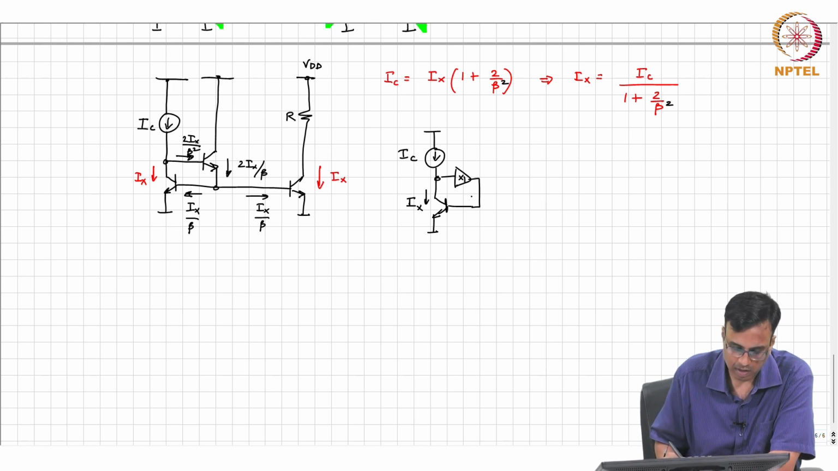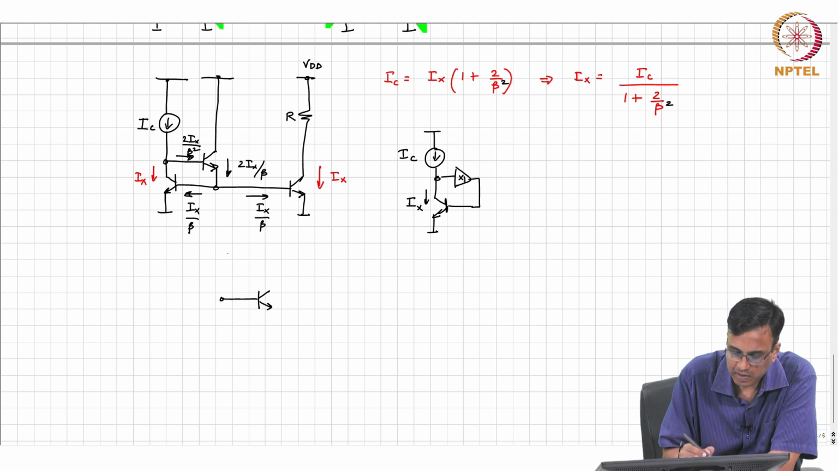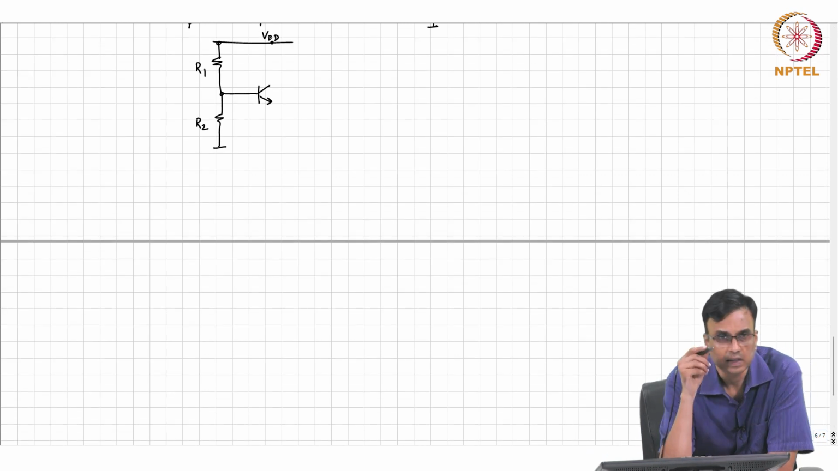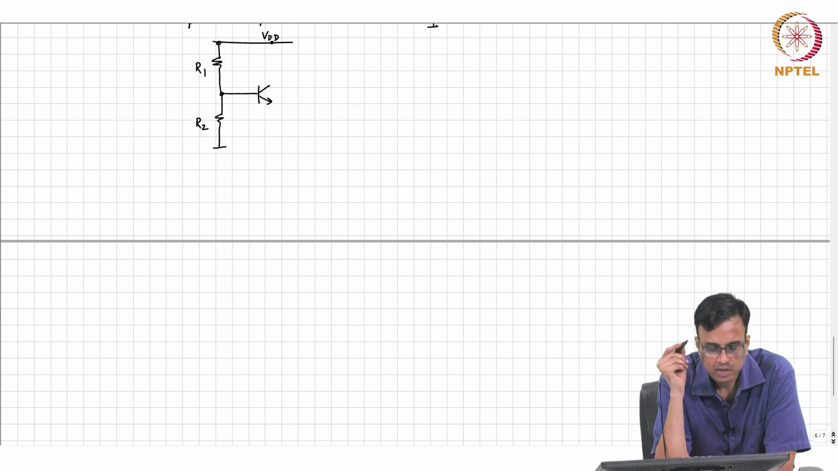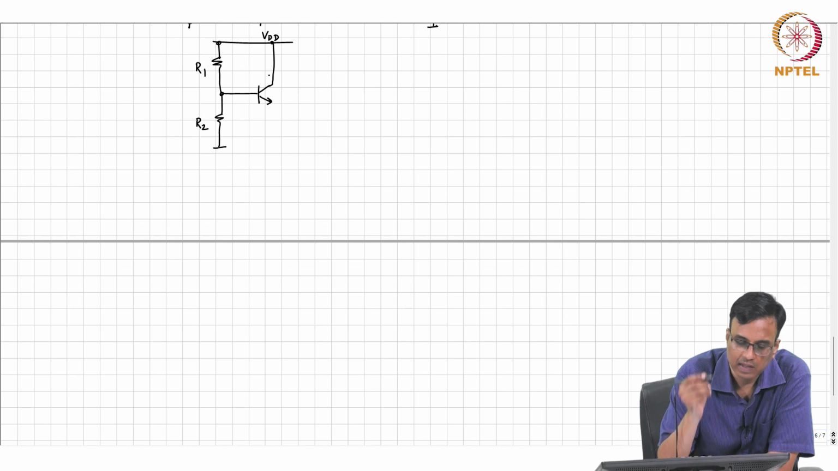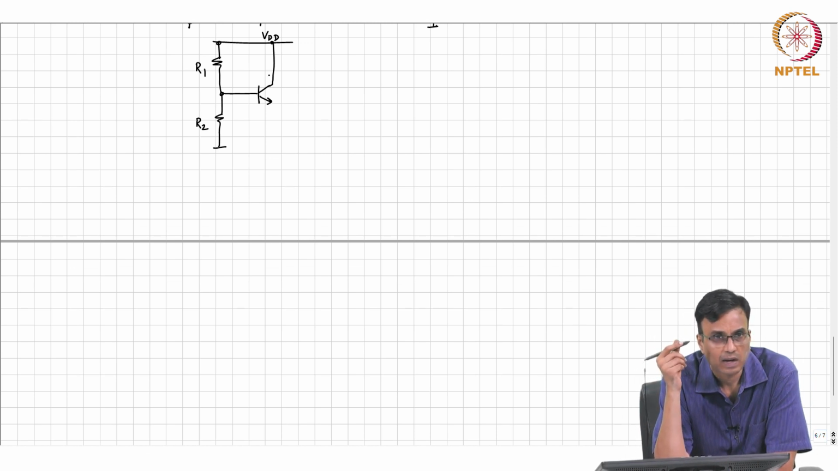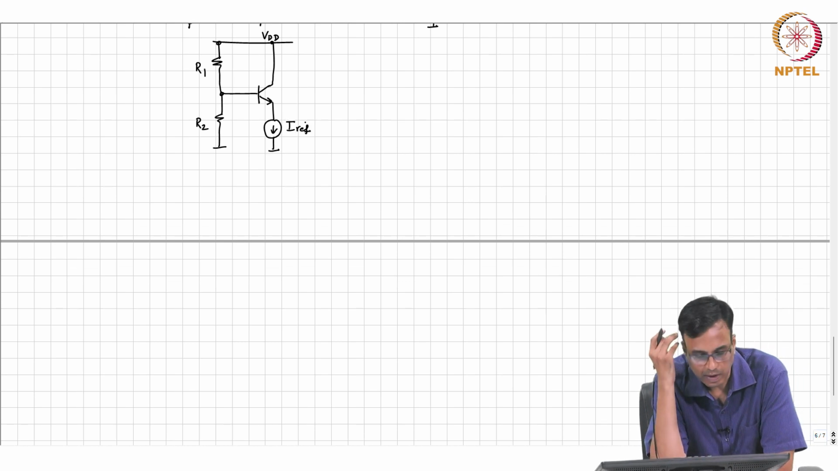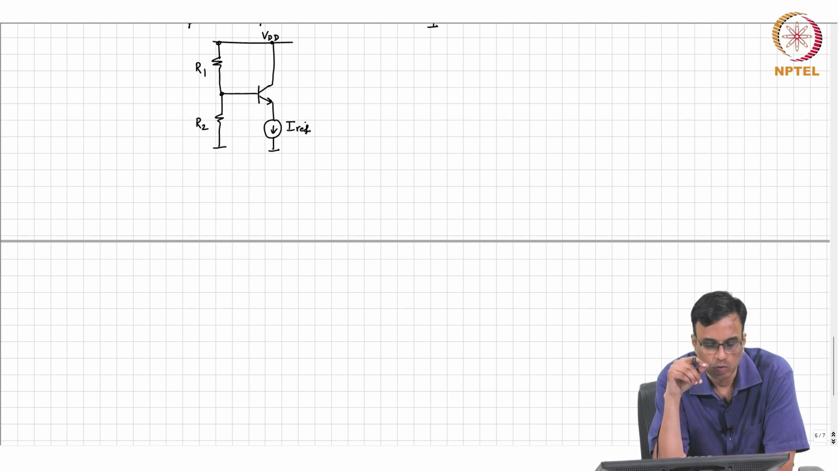The other way of biasing the transistor is to keep the base voltage fixed, and compare, measure the current in the emitter and vary the emitter voltage, so that the emitter current is the same as the reference current. So, again I will not go through the math all over again or the intuition all over again. You just stick a current source IRF in the emitter and you are good to go.